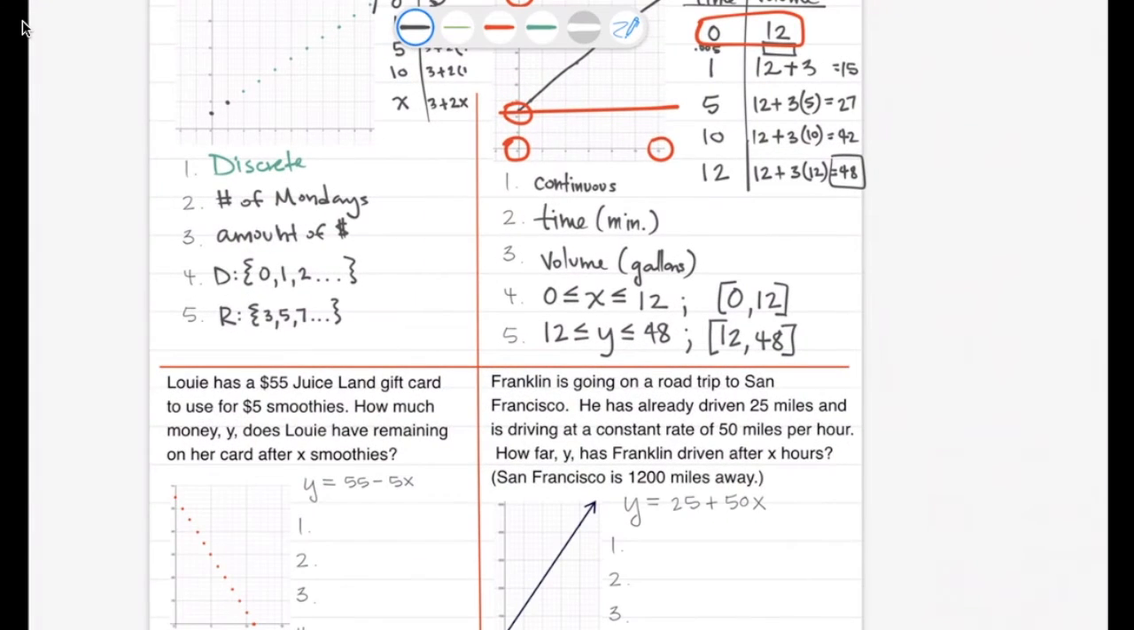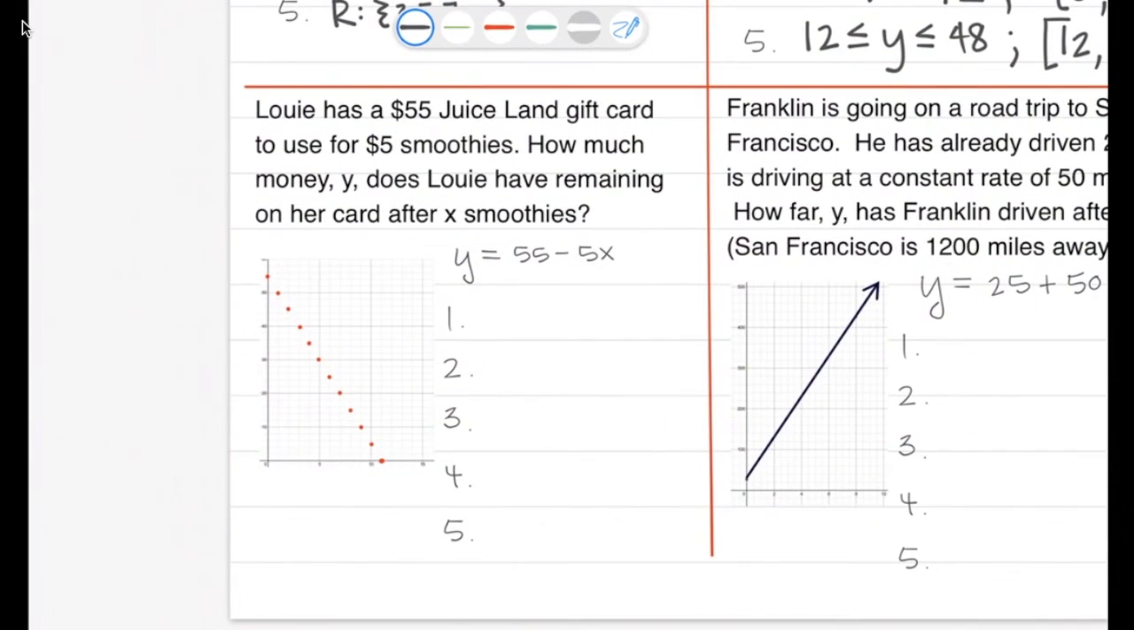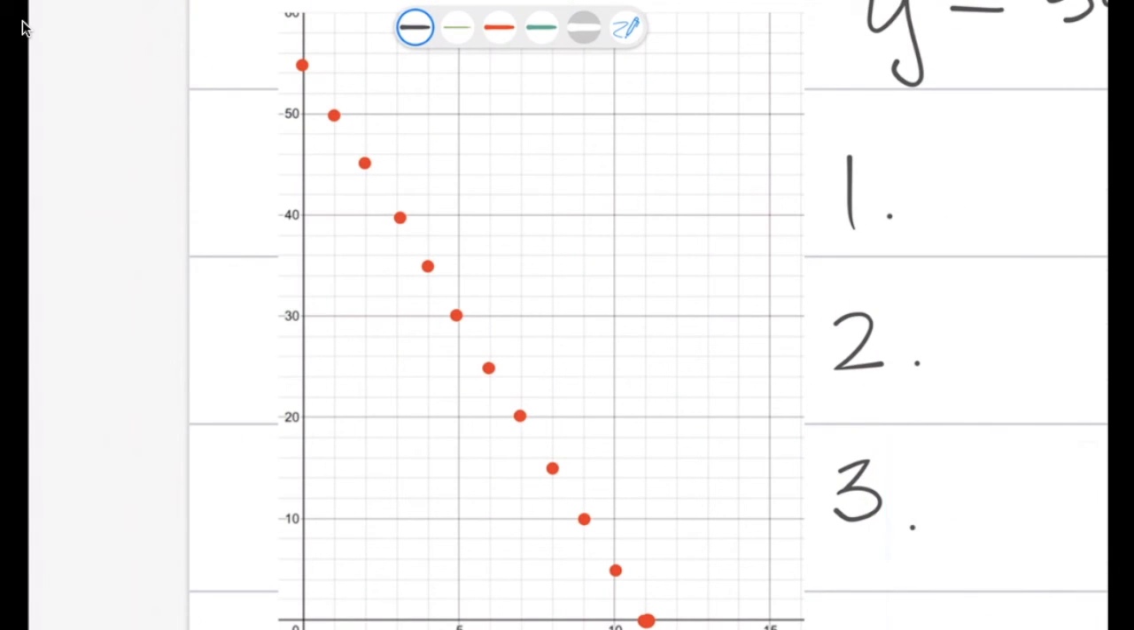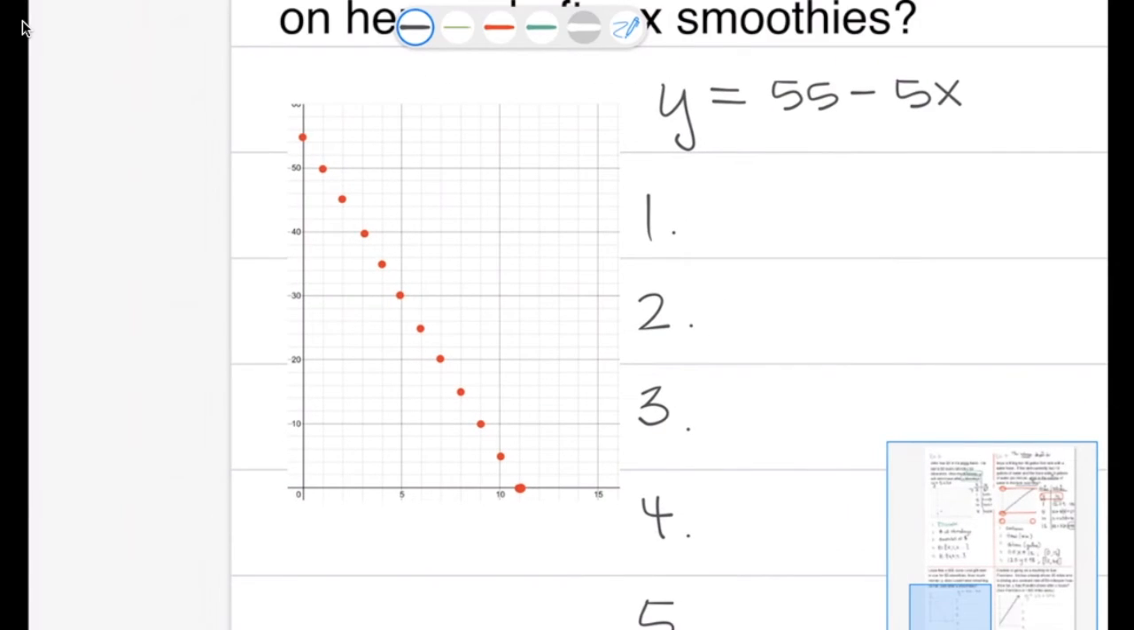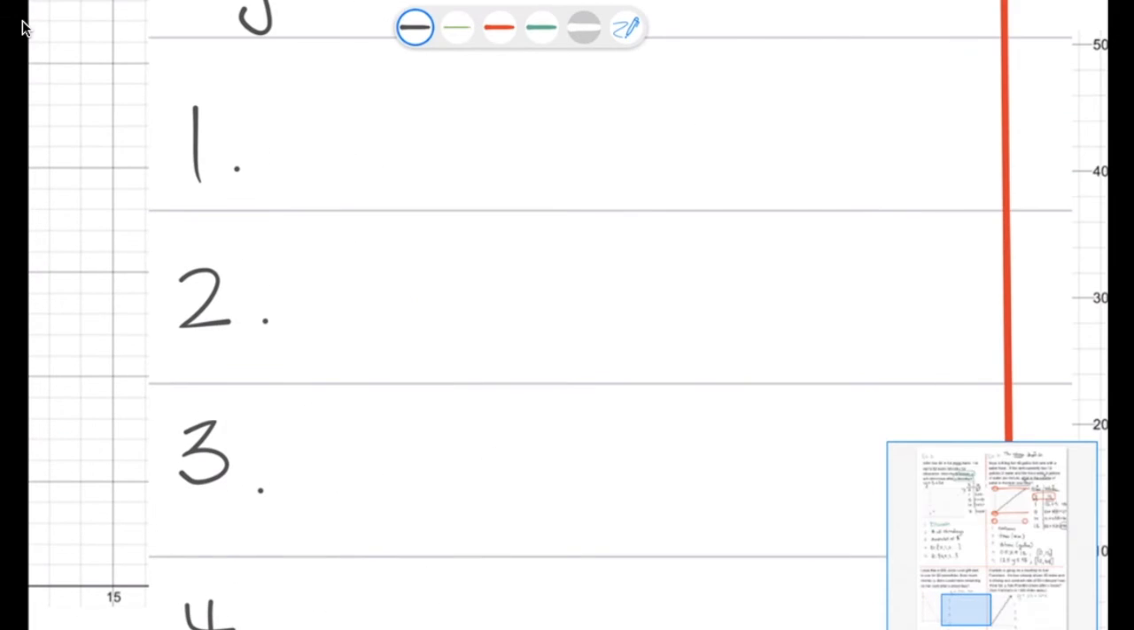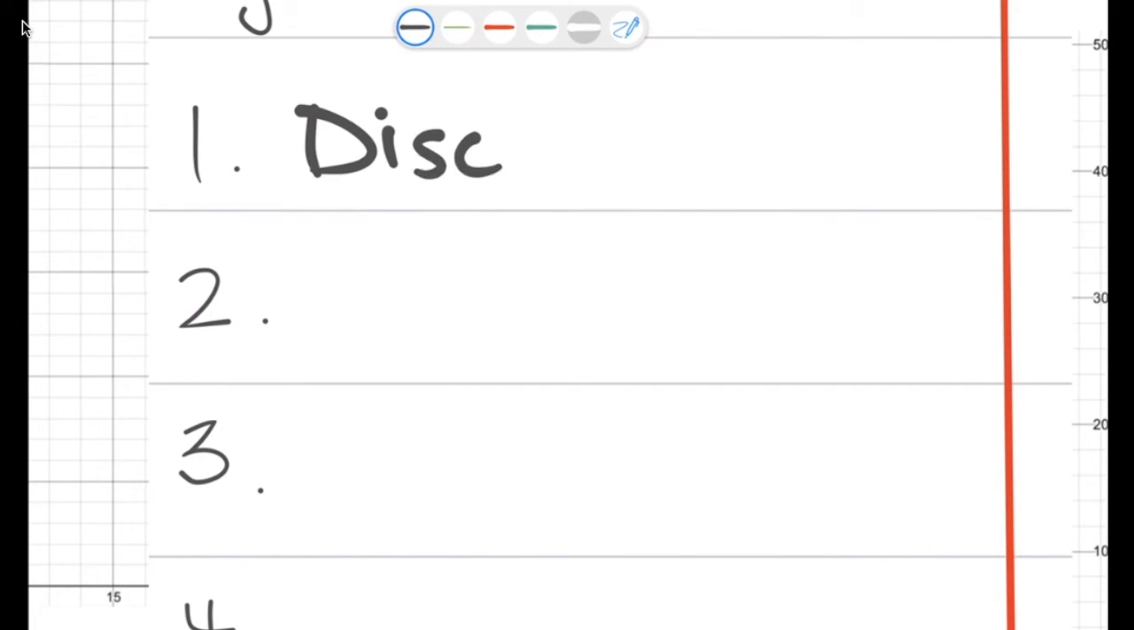All right, now we're going to actually refer back to the two practical scenarios that we did in the previous video. So the first scenario was about Louie and her $55 Juice Line gift card, and she's using it to buy $5 smoothies. We've already talked about this in terms of the fact that, yes, it is a function. We've already discovered what the function rule is, and we also talked about the fact that it wouldn't make sense to connect the dots. Now you have vocabulary for that. Because it doesn't make sense for you to connect the dots, this scenario or this function would be discrete.